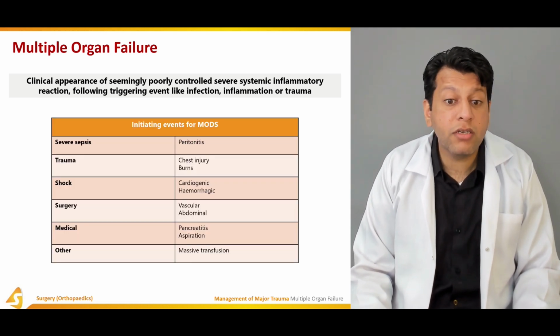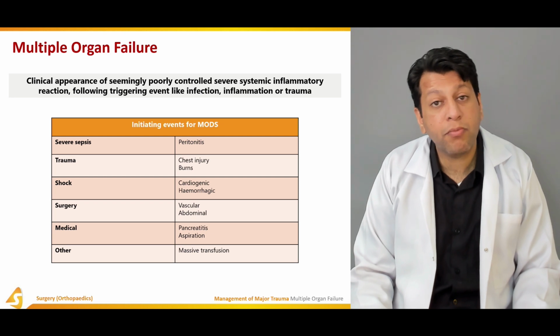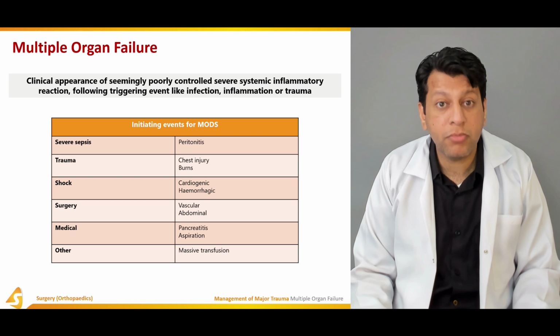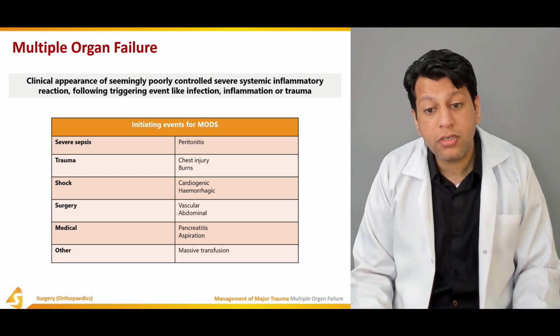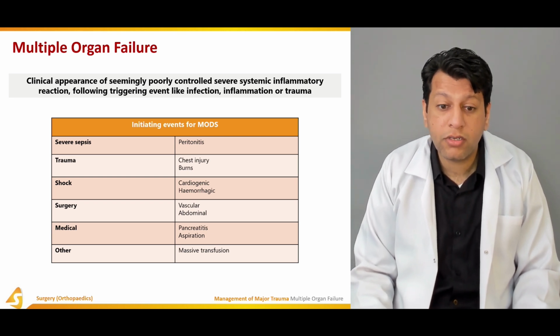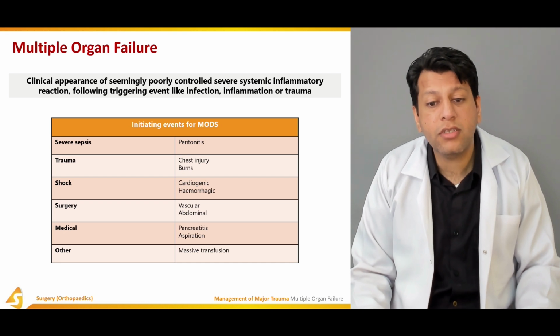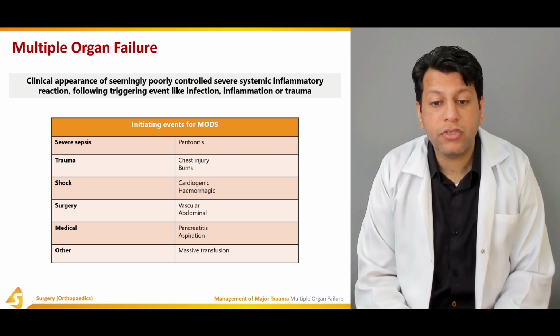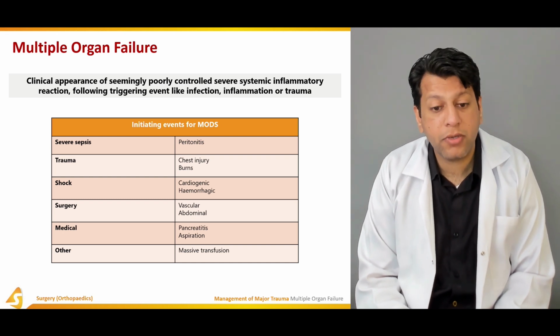Initiating events could be due to severe sepsis, such as in the case of peritonitis. It could be due to trauma, such as chest injuries and burns. It could be due to shock, such as cardiogenic or hemorrhagic shock. It could be due to surgical events, such as vascular or abdominal surgery. And there may be associated medical causes as well, such as pancreatitis and aspiration.